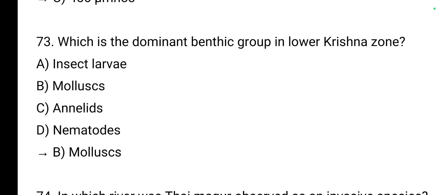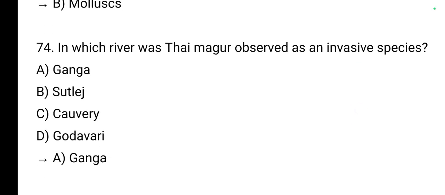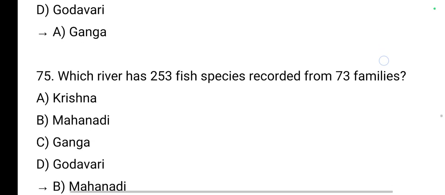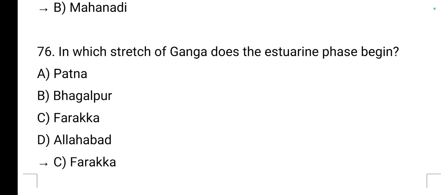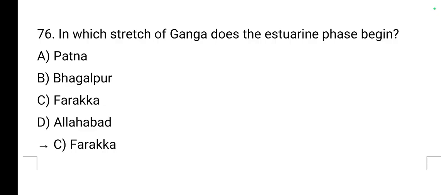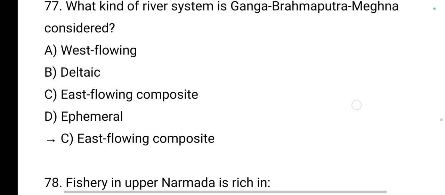Which is the dominant benthic group in lower Krishna zone? So the answer will be mollusk. In which river was Thai magur observed as an invasive species? So it is Ganga river. Which river has 253 species recorded from 73 families? So the answer will be Mahanadi. In which stretch of Ganga does the estuarine phase begin? So it is Farakka.